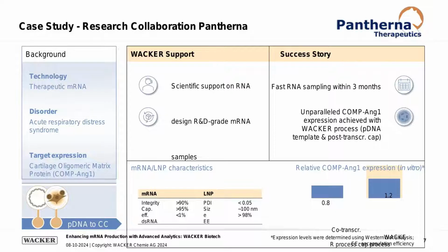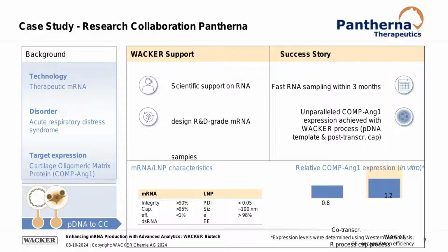therapies that show tissue specificity by using a combination of 5' UTRs and special LNP formulations, for example, against the acute respiratory distress syndrome. The target mRNA expression protein here is a cartilage oligomeric matrix protein called COMP-ANG1. And we assisted Pantherna by the design of the mRNA and by providing R&D grade material with purities of above 90% and 95% capping efficiency within just 3 months.